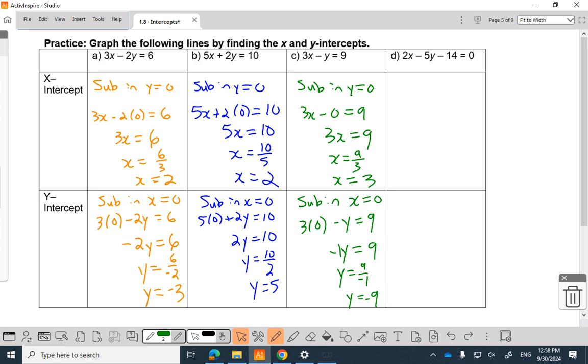X-intercept, what do I do to get X-intercept? I need a new color. You think about it while I get a new color. I'll use pink. How do I get X-intercept? Well, 7y equals 0. So it's 2x minus 5 times 0, minus 14, equals 0. What's nice about subbing in 0 is that just goes. Bye-bye. But slightly harder equation here. 2x minus 14 equals 0.